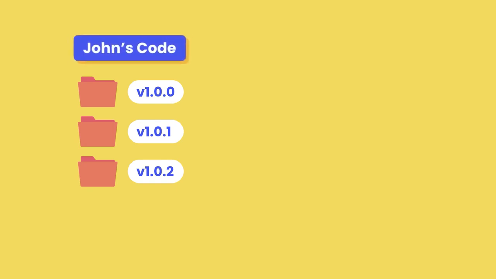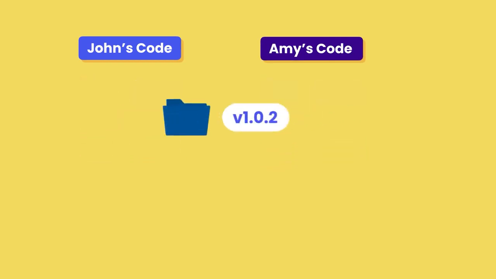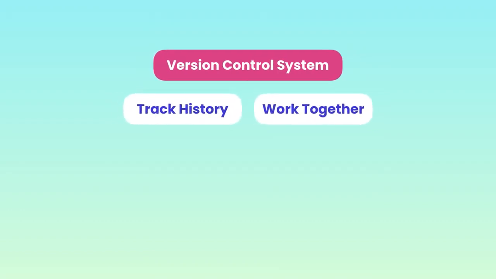Without a version control system, we'll have to constantly store copies of the entire project in various folders. This is very slow and doesn't scale at all, especially if multiple people have to work on the same project. We would have to constantly toss around the latest code via email or some other mechanisms and then manually merge the changes. So in a nutshell, with a version control system, we can track our project history and work together.